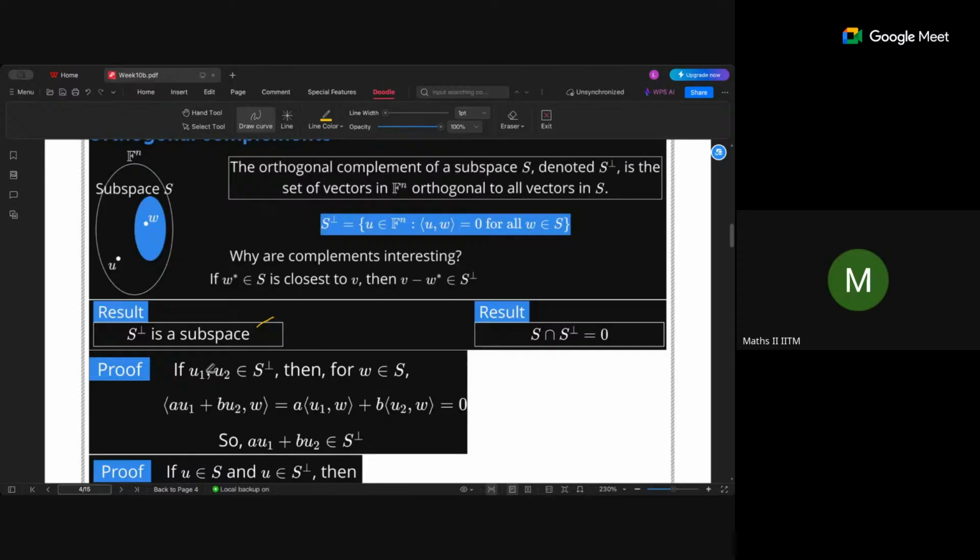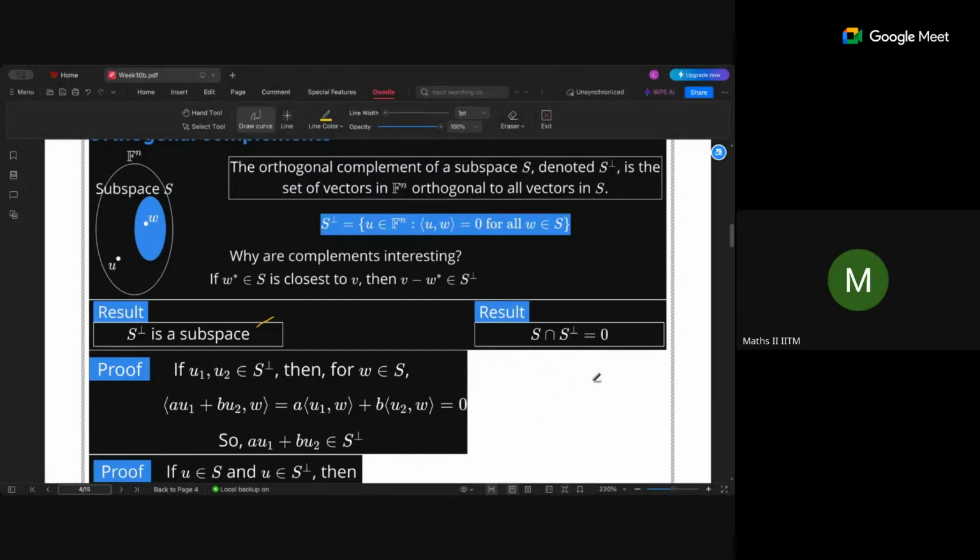If we want to say it is in this set, then we want to show that it satisfies this condition: the inner product of a u1 plus b u2 with W should be 0 for any W. So we take a random W in S and do the inner product. Since U1 and U2 are in S perp, they already satisfy the condition. The inner product of U1 and W is 0, the inner product of U2 and W is 0, and hence the entire inner product is 0. So a u1 plus b u2 is in S perp, so S perp is a subspace. Is this clear for everyone that S perp is a subspace? Yeah.